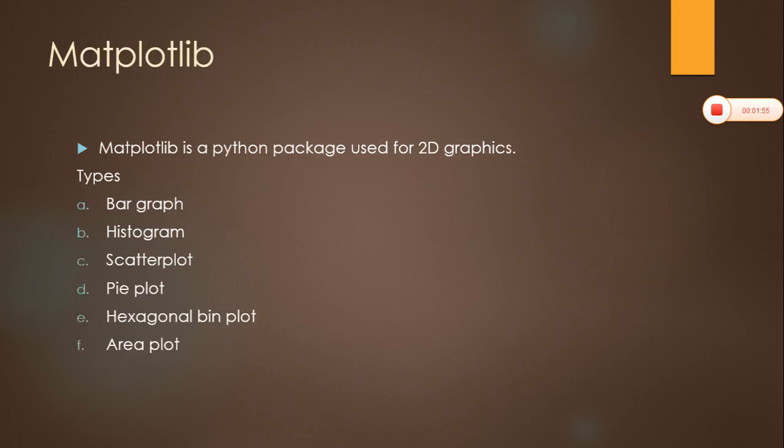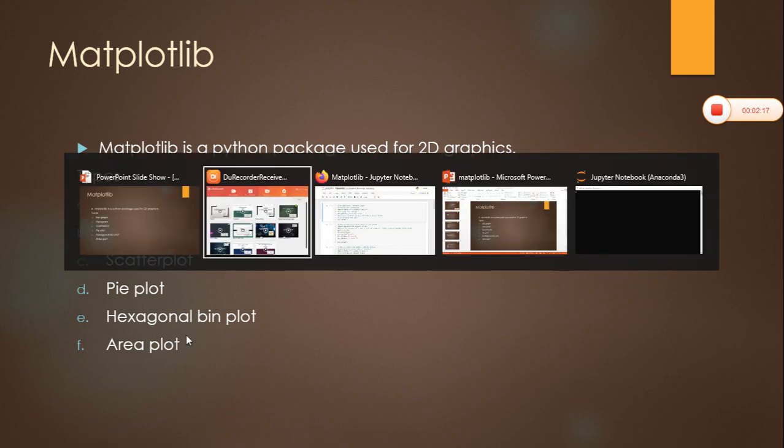What is Matplotlib? Matplotlib is a Python package which is used for 2-dimensional graphics. That is, it is used to display the data in 2-dimensional graphics. What are the types of plots? We can create bar graphs, histograms, scatter plots, pie plots, hexagonal bin plots, as well as area plots. So using the Matplotlib package, we can create all these graphs. I quickly move on to my Jupyter notebook.